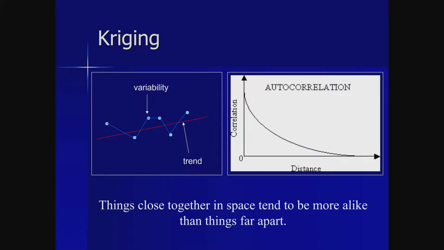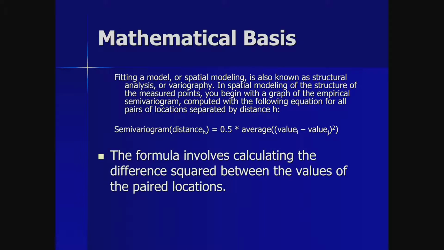I should have shown this slide before, maybe two slides ago, with the stock market or going up a mountain. Here's the variability, here's the trend. Things close together in space tend to be more alike than things that are far apart.